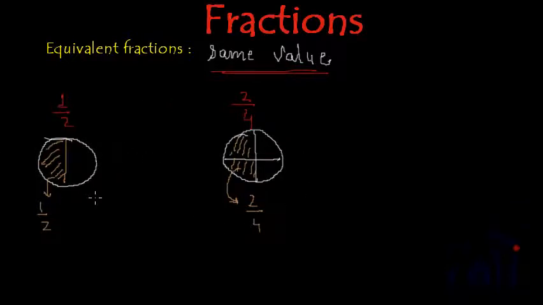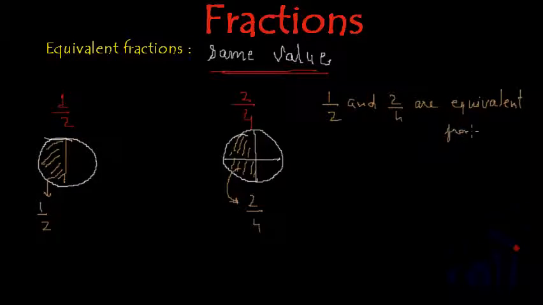And what is this? They are actually representing the same value, right? So 1/2 and 2/4 are called equivalent fractions, right? These two fractions are called equivalent fractions. Though the representation or the numbers used to write the fractions are different, actually they represent the same value. And that is why they are called equivalent fractions, right?